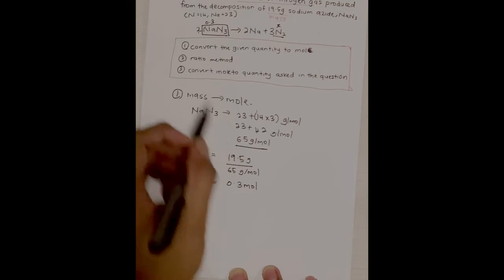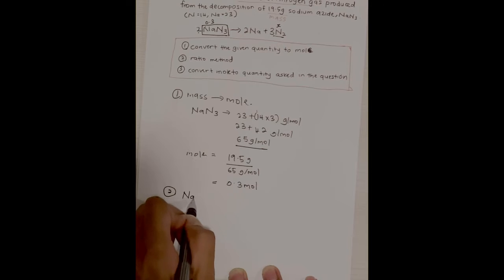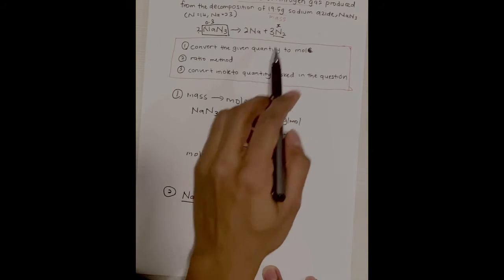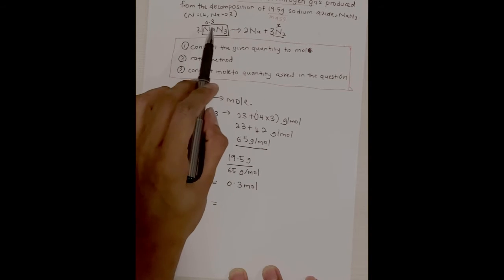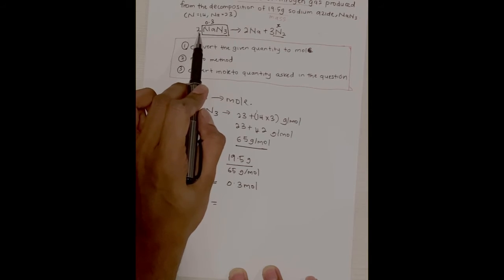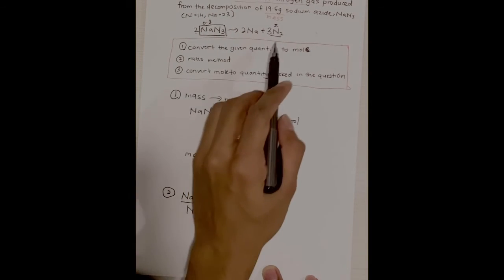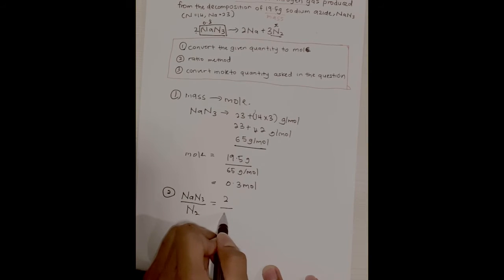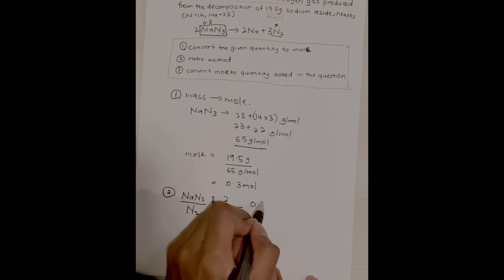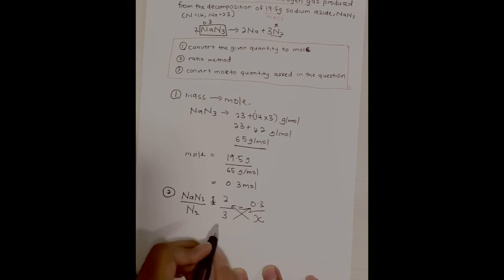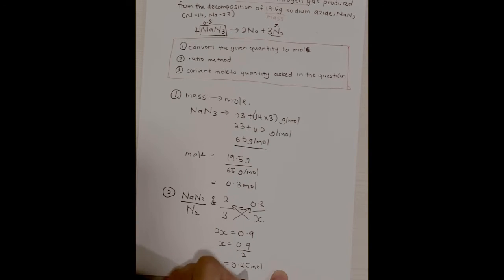So how the method works is, it is going to be NaN3, the given one, over what you do not know, equals to, write the number in front, not the mole, the actual moles, the number in front, the ratio. 2 for NaN3, and for nitrogen this is going to be 3, equals to, so for NaN3 it's going to be 0.3, here is X, so cross multiply, so you get that as 0.45 mole. Using the ratio method we found the moles of nitrogen.